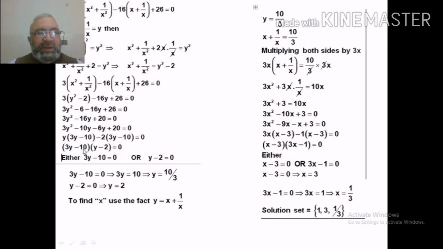So 3y minus 10 common, we get y minus 2 is equal to 0. Again, by the same principle, when the product of two factors is equal to 0, each one is equal to 0. So 3y minus 10 equal to 0 and y minus 2 is equal to 0. Solving these two, we get y is equal to 10 by 3 and y is equal to 2 values.